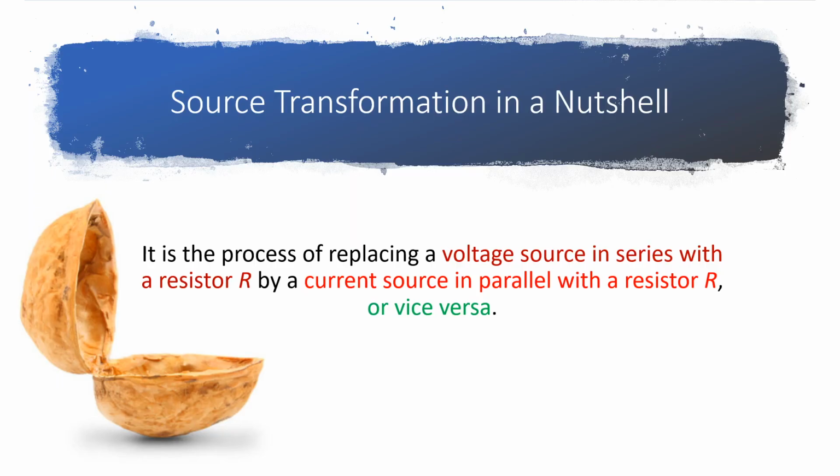Okay, so what is this source transformation? If you look at the name, it has the word transform there. So basically, source transformation is a process to replace, to transform. If you have a voltage source that is in series with a resistor, you can transform it to become a current source in parallel with a resistor. Now, to give you a clear understanding based on the definition, I'm just going to show you this.